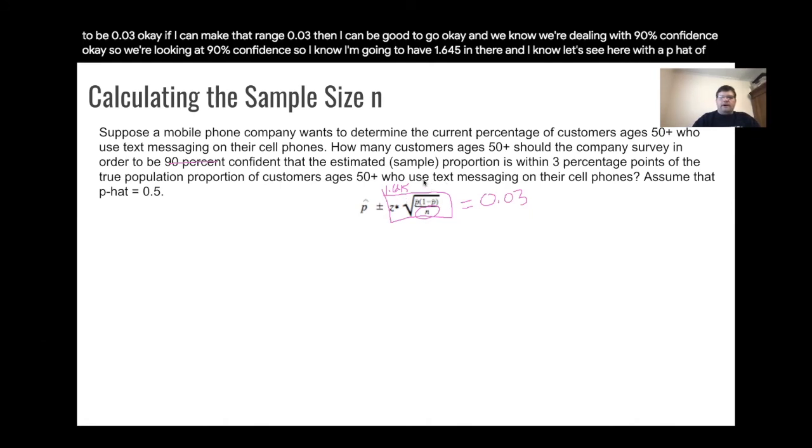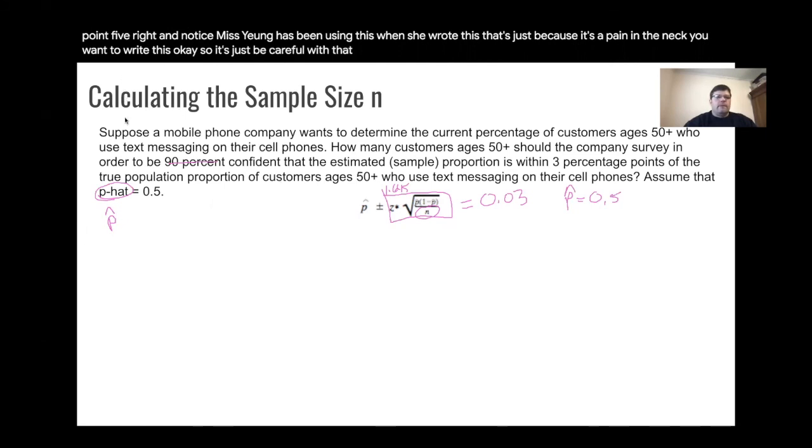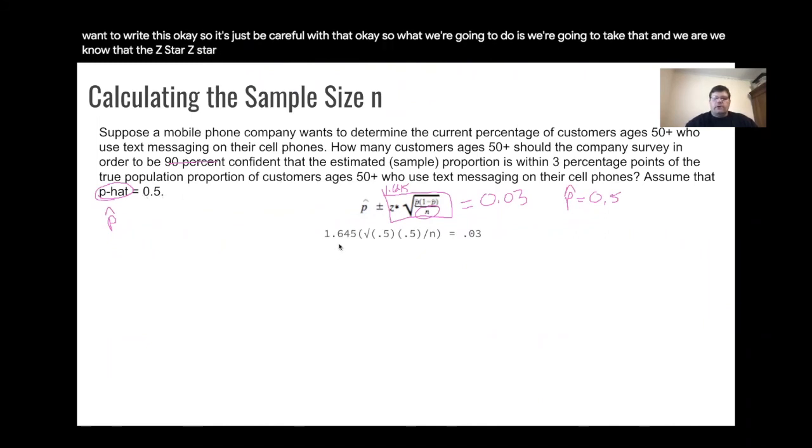And I know, let's see here, with a p-hat of 0.5, right? And notice Miss Young has been using this when she wrote this. That's just because it's a pain in the neck. You want to write this, okay? So just be careful with that. What we're going to do is take that, and we know that the Z star score is 1.645, and she tells you to use 0.5 for p-hat, which means 1 minus p-hat is 0.5. And so we want to solve that for 0.03 by solving for n.